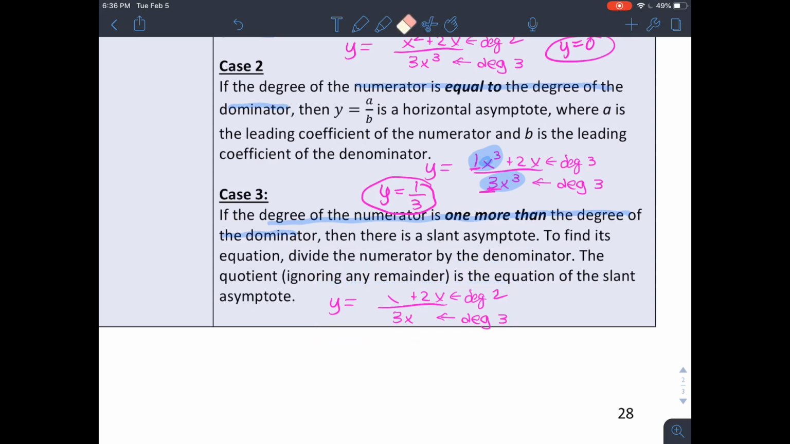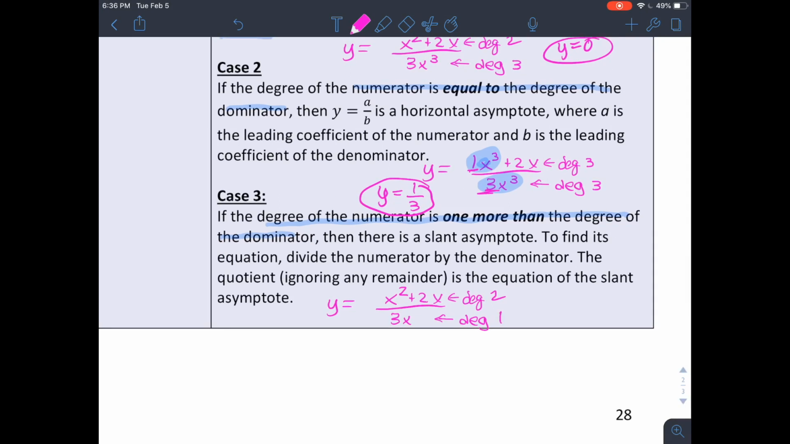So let's copy and paste, change things here. Let's just make it actually that right there. So top's degree 2, bottom's degree 1. That's exactly 1 larger on top than on bottom. That's the only case that's going to give you a slant asymptote. To figure out its equation, it's actually a little bit more work. You have to actually do your division.